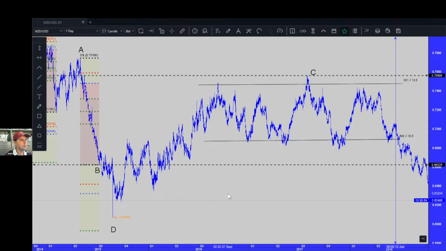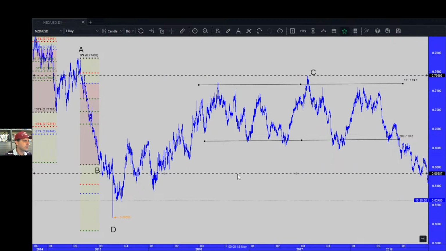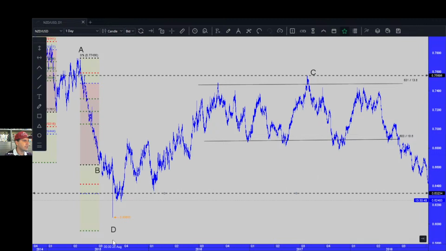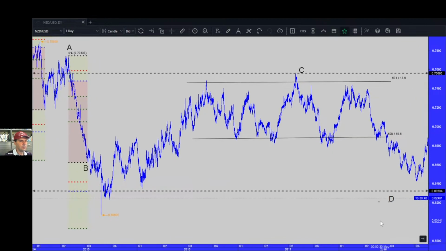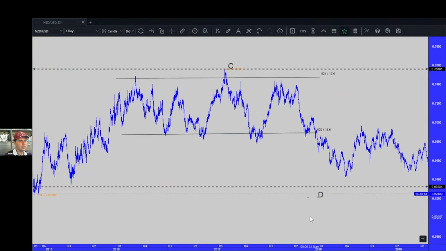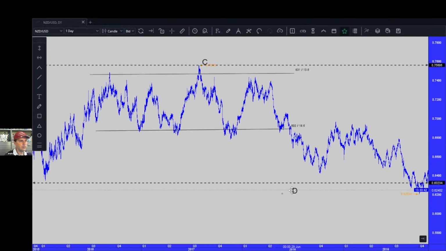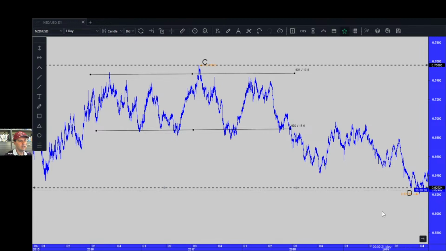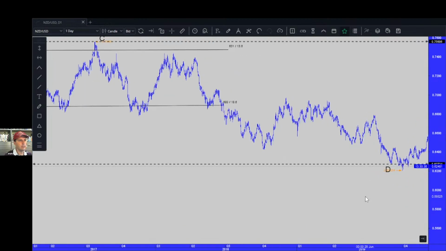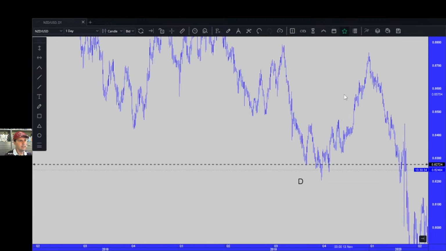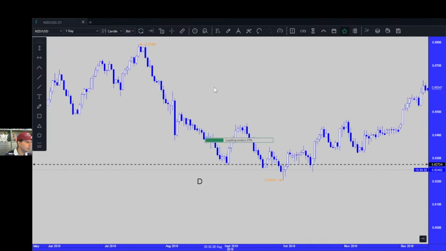Now blue goes to blue. This is the extension. I need to find the low. And there you have it. Down in here, this is the low. I'm just going to zoom in to double check, triple check highs and lows.